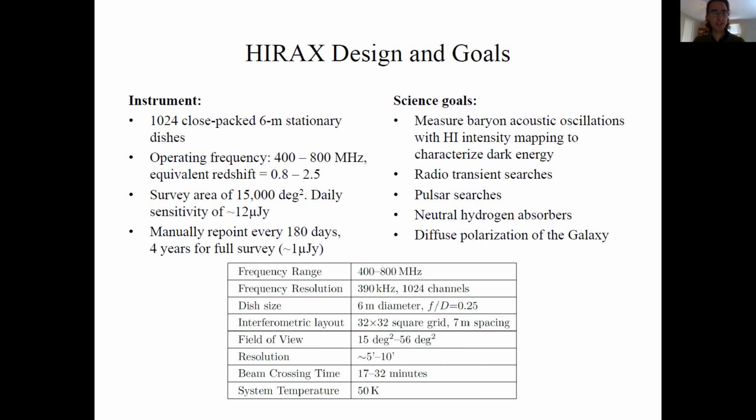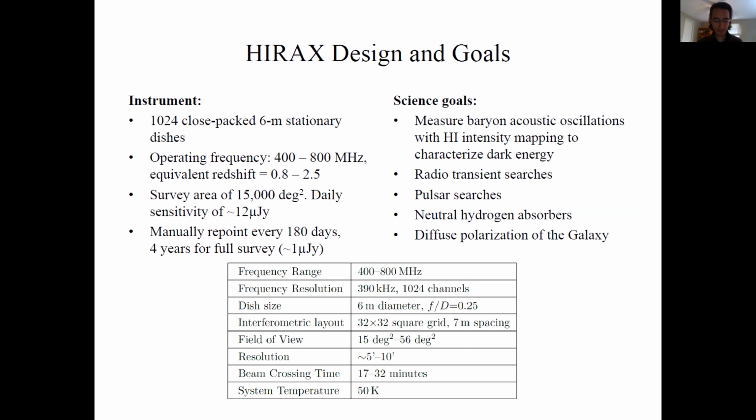So the design of the array is it'll be a close packed array of approximately 1,000 6-meter diameter dishes, operating between frequency of 400 and 800 megahertz, which corresponds to 0.8 to 2.5 in redshift. And the idea is to operate in drift scan. So you're building 1,000 of these dishes. We want to keep them kind of cheap. So they're not electronically steerable. They have no motors on them. So you just point them all at one direction in the sky, and you let the Earth spin and let the sky scan overhead. And then every half a year or so, you repoint and map out a new stripe on the sky, and build up a survey of much of the southern sky over the nominal 4 or 5 year survey.